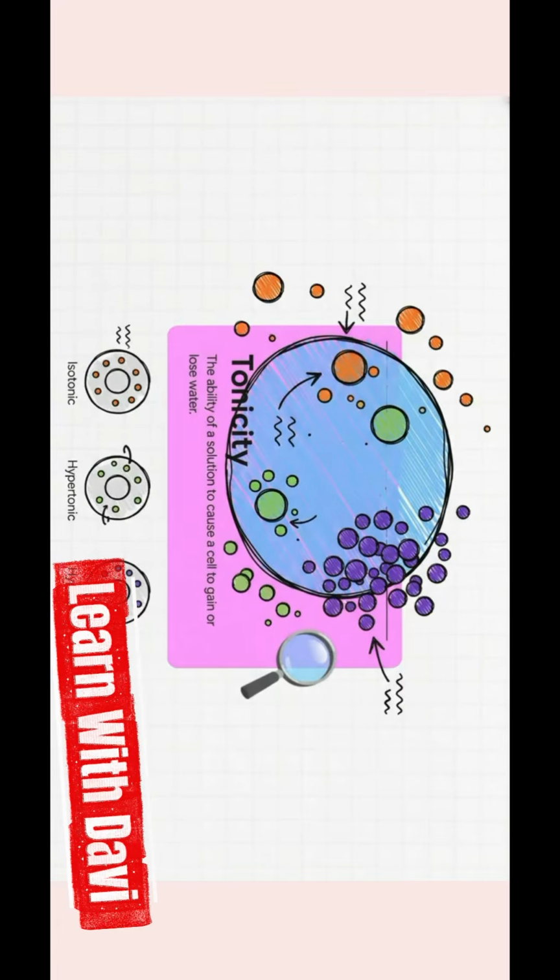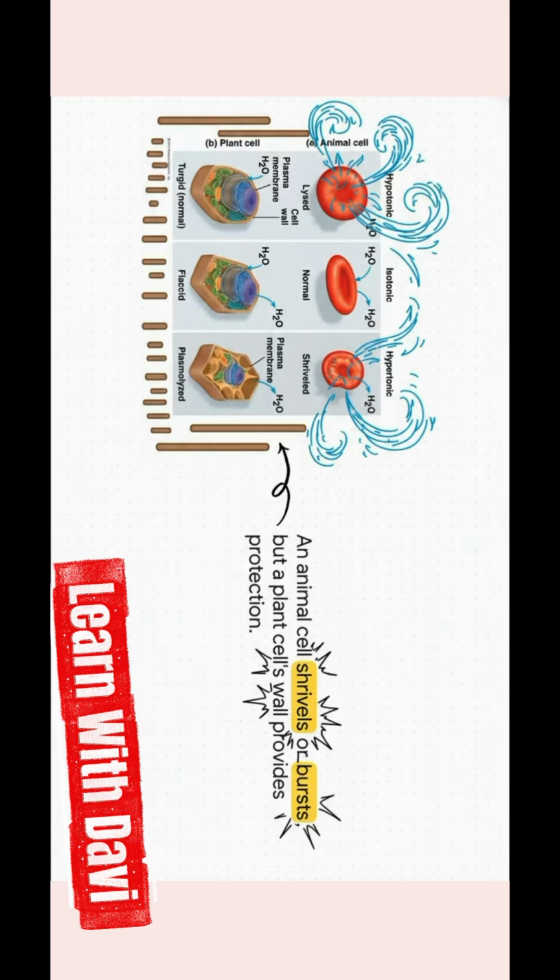To really get osmosis, you need this one concept, tonicity. It sounds complicated, but it's really just a way to compare the concentration of a solution to the concentration inside a cell. It tells you whether that solution will make a cell gain or lose water. You've got three scenarios: isotonic, where it's balanced; hypertonic, where the solution is more concentrated; and hypotonic, where it's less concentrated. This slide just shows you the consequences perfectly.